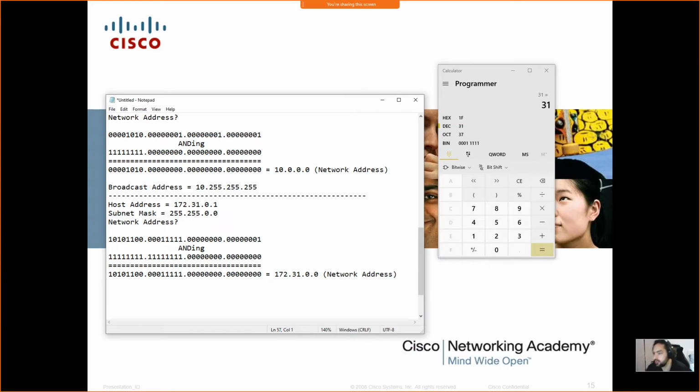For this 172.31 address, we can actually find out the broadcast address for this network. One more time, the broadcast address is the address that is used if you want to send a message to everyone in that network. What is the broadcast address in here, guys? Can someone help me?